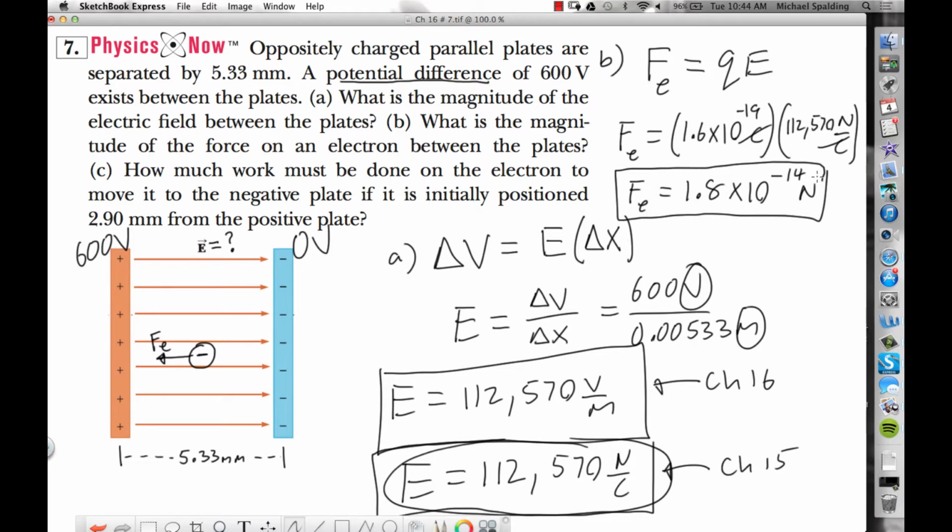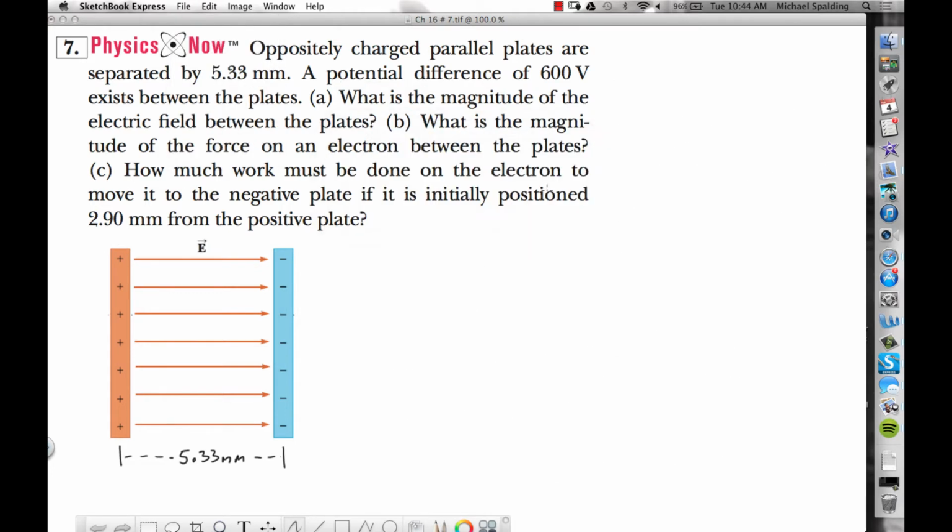All right, so A and B were the easier parts. Part C requires a little more thinking. Okay, so part C, how much work must be done on the electron to move it to the negative plate if it's initially positioned 2.9 millimeters from the positive plate? Okay, so let's clean this all up. All right, so we're sticking an electron.